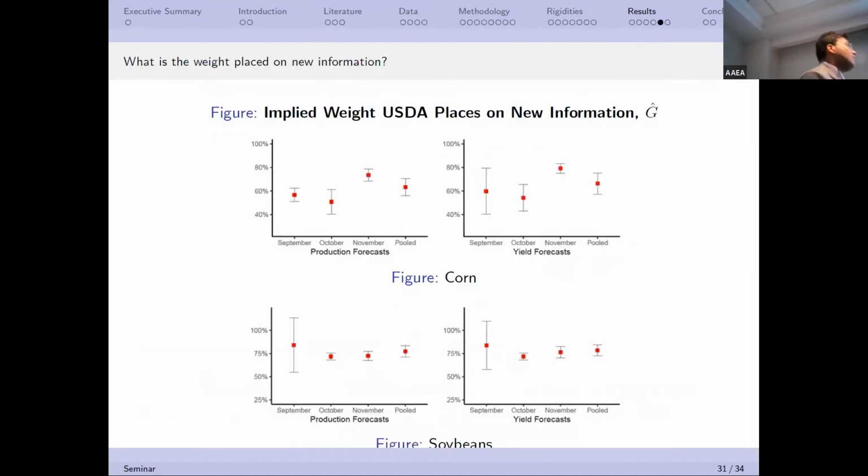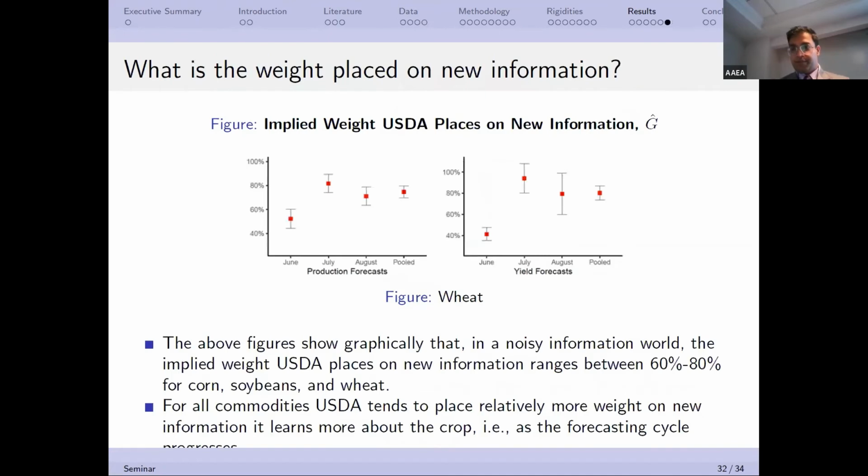This is how much weight USDA is placing on new information. As it moves ahead towards the marketing cycle, it's able to place as high as 80% weight on new information and 20% weight on past information. So as the crop cycle progresses and more information is available, it is able to update the information set and make more efficient forecasts.